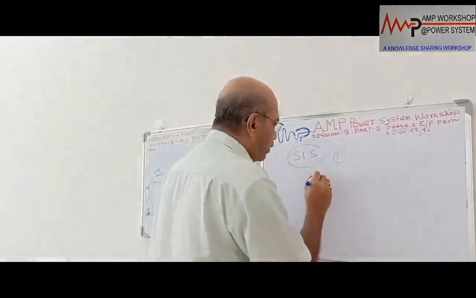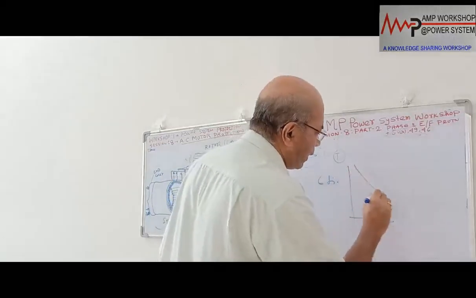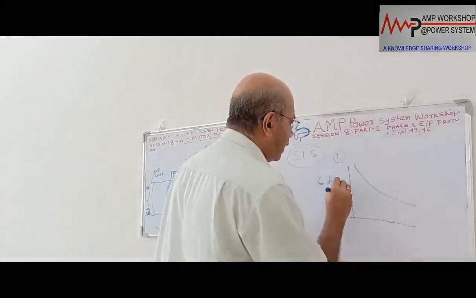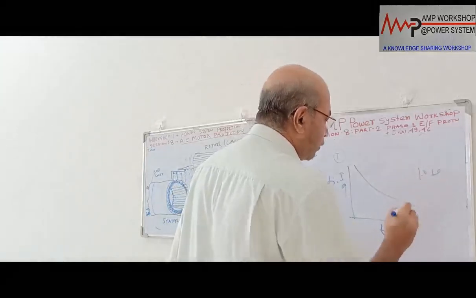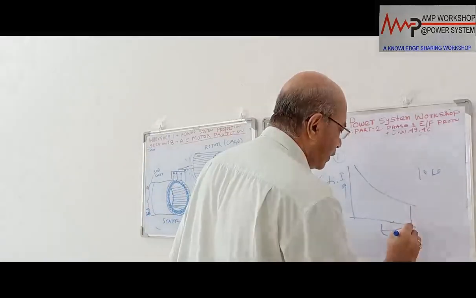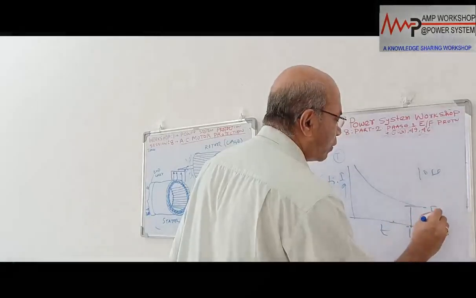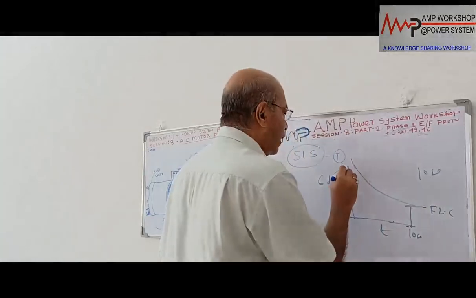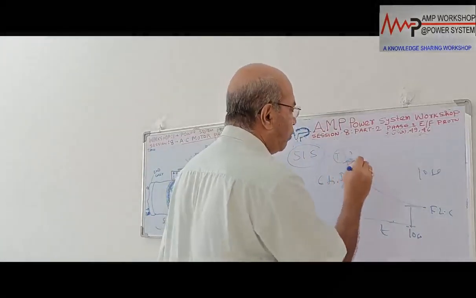We have said already the motor starting current is, suppose, 6 times, but the motor starting current decays with time. This is the current and this is the time. Suppose the motor starting time is 10 seconds. After 10 seconds, the motor will come to the full load current. This is the full load current, FLC, and this is our starting current, maybe 6 times the full load current.